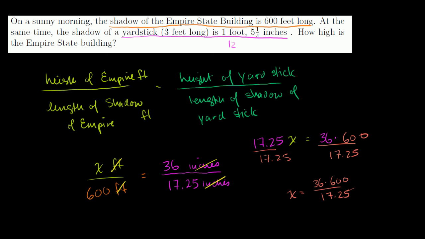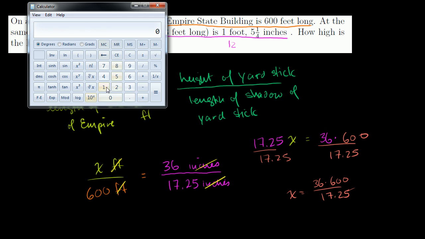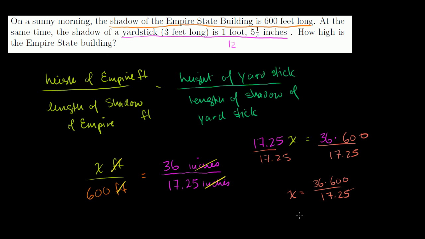And let's get the calculator out. So x is equal to 36 times 600 divided by 17.25 is equal to 1252.2. Let's just round it. So x is equal to 1252.2 feet, which is almost a quarter of a mile. So the Empire State Building is pretty high.